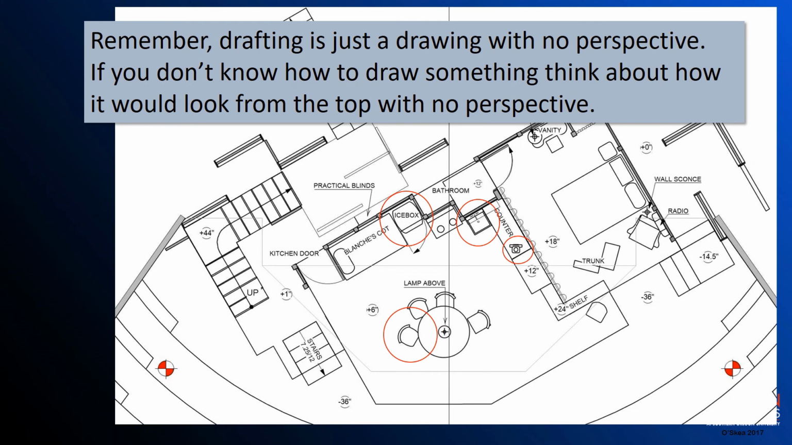And remember that drafting is just a drawing with no perspective. I've said that a couple of times now. So if you don't know how to draw something, think about how it would look from the top down. So an icebox, a sink, a phone, a chair. Just imagine it from above and then draw that outline. There's no symbol for sink or icebox or chair or trunk. If it needs a label, add the label. Otherwise, just draw the footprint of the thing or how it looks from above. And that's all you need to do to include it on a ground plan. You're just basically giving a symbol that's going to let the people that are looking at the ground plan know, oh, okay, that's where Blanche's trunk is going to be set up.